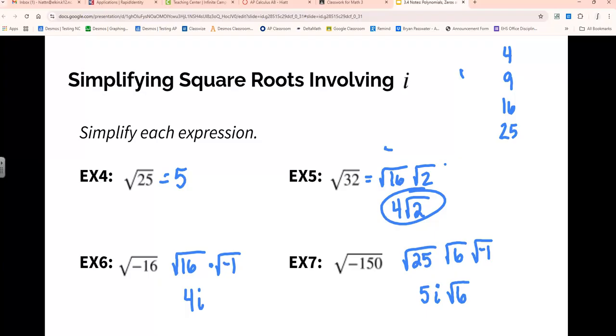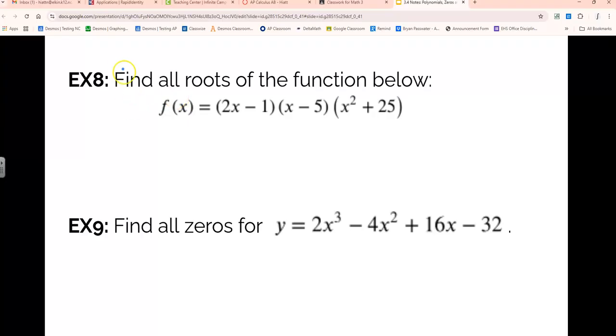So this is some review. I'm not sure if you did that with i's or not in Math 2. You might have, but it's also perfectly feasible that you would not have done that at all. But you definitely should have done some of this, like breaking this down into 4 square root of 2. Now, we are going to have to do a little bit of this because we might get problems like number 8. It asks us to find all the roots of the functions below. This looks almost identical to the ones we were doing before, right?